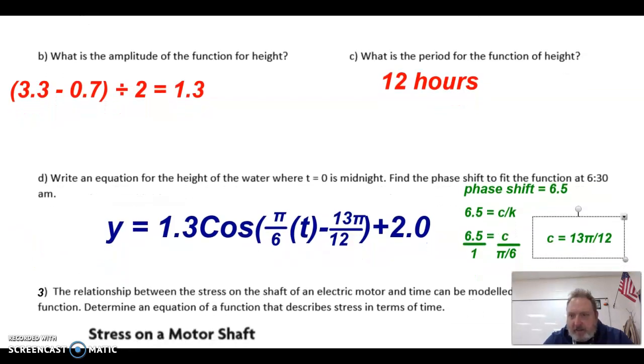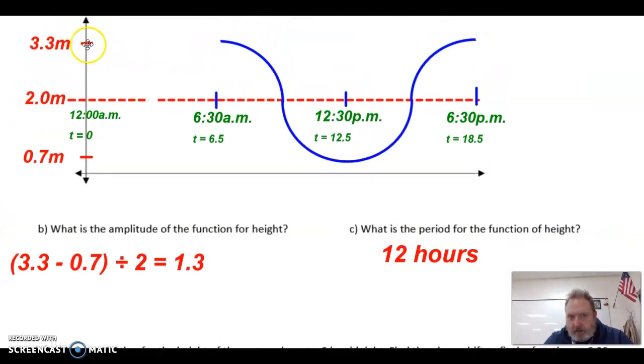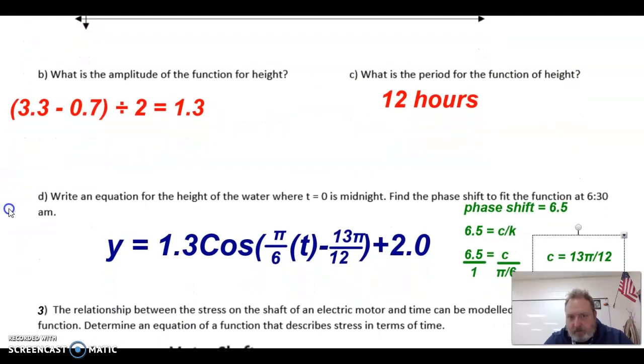Once we know that, then we can do our phase shift. Our phase shift is 6.5 hours. That's c over k. We know that k is pi over 6. When I cross multiply here, 6.5 times pi over 6, I get 6.5 pi over 6. If I double that to get rid of the decimal, I get 13 pi over 12. So that is my phase shift. I did move it to the right. You can see this cosine graph here. It says starting here, we moved it to the right. So minus 13 pi over 12.